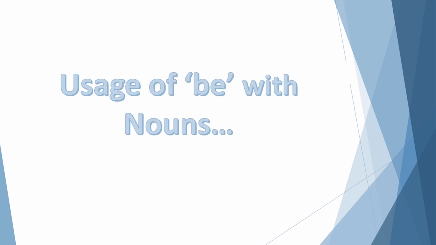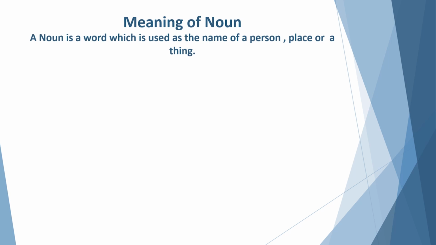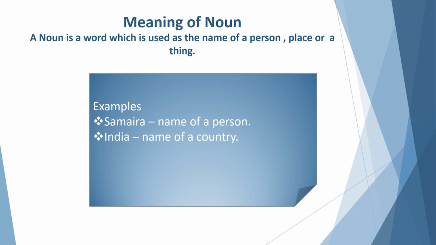Now we'll discuss the usage of be with nouns. Let's firstly discuss the meaning of noun. Noun is a word which is used as the name of a person, a place or a thing. Let's have a look at some examples. Samara, name of a person. India, name of a country. Economics, name of a subject.